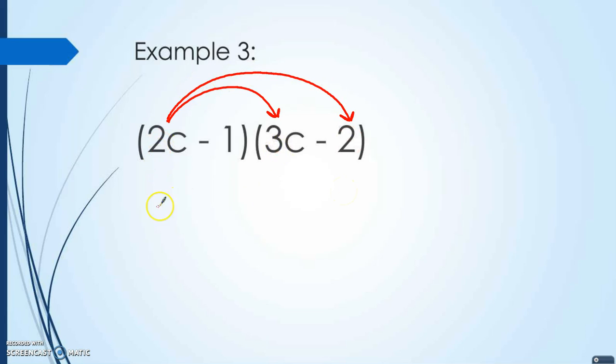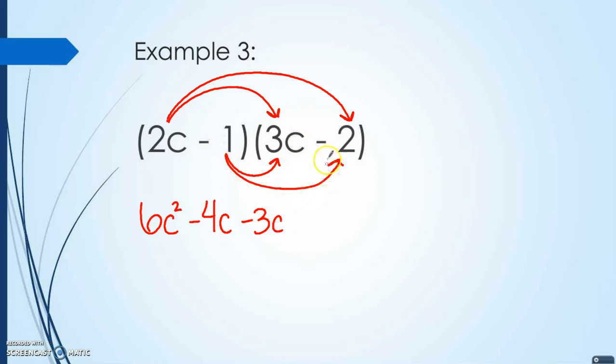2 times 3 is 6. And then c times c is c squared. 2 times negative 2 is negative 4. And there's only one c, so c here. And then we draw the lines for the other guy. Negative 1 times 3 is negative 3 with a c. Negative 1 times negative 2, well, be careful. A negative times a negative is a positive, and then 1 times 2 is 2.